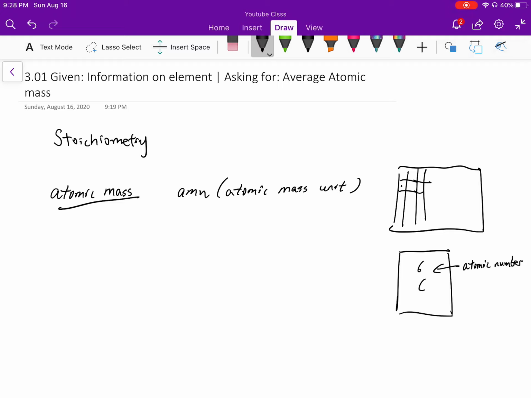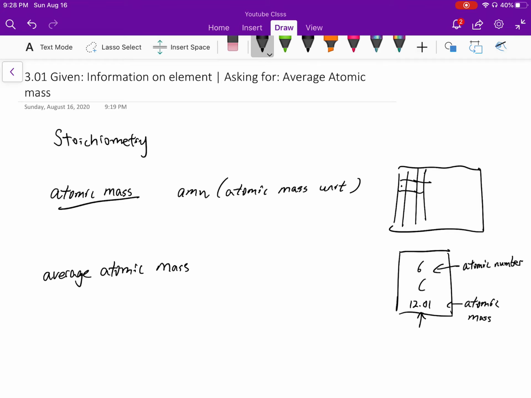And below it, you have another number that will be in decimals. This is the atomic mass. Actually, this will be the average atomic mass, which is the thing we care about. So what is the unit of this number? Well, it's not in grams, and it's also not in kilograms, right? Because it doesn't have a specific weight.